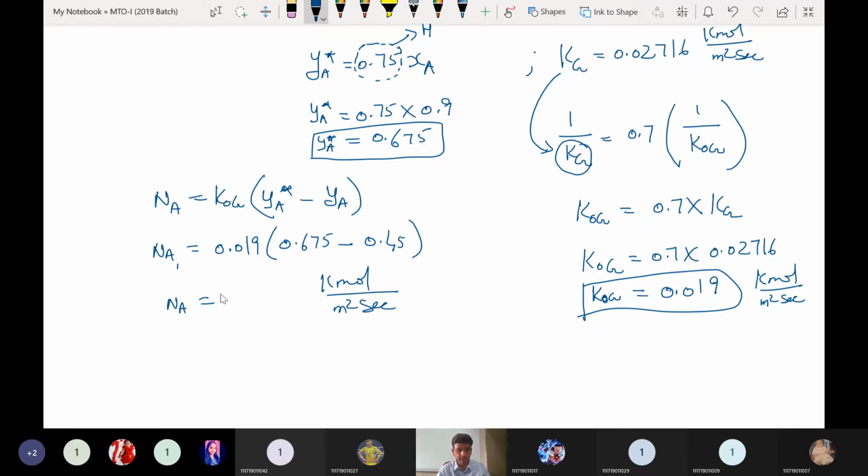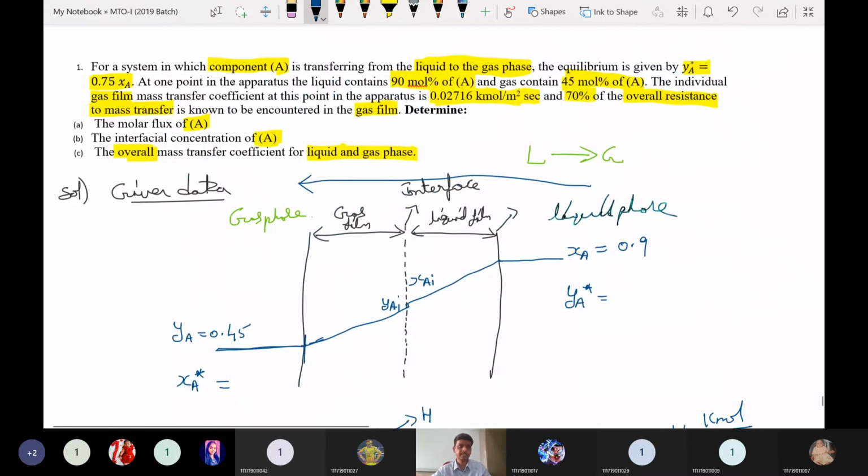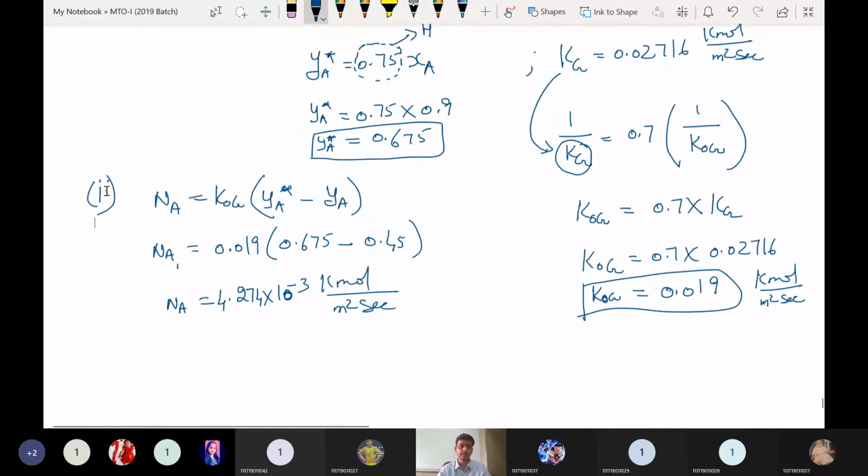Nearly you will get 4.274 into 10 power minus 3. This is the first bit: calculate the flux. The A bit is to determine the molar flux of component A. That is NA equal to this one. This is the molar flux of component A.